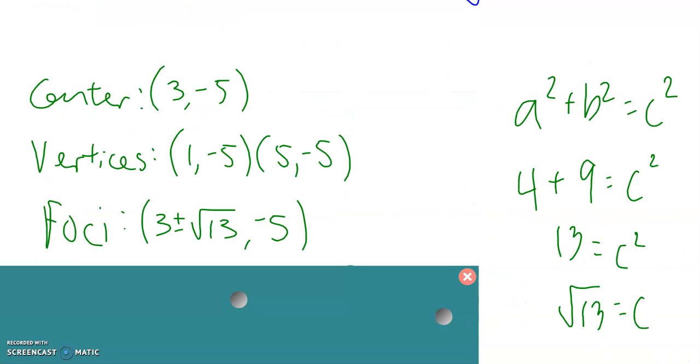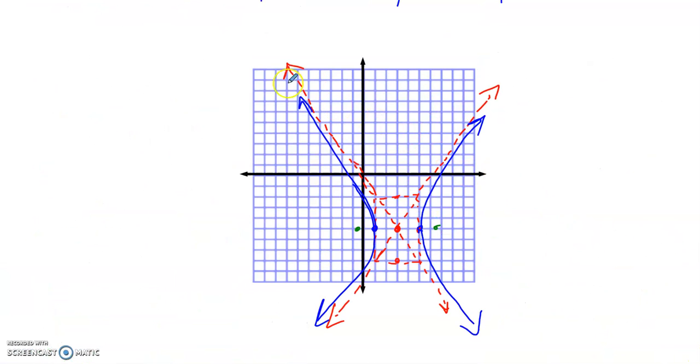asymptotes. So the asymptotes, again, are going to be lines. I'm going to use point slope form. They go through the center, and they have a slope of, and this is where I like to use my graph rather than memorizing whether it's A over B or B over A. I just look at my graph and say, okay, that's a rise of 3 and a run of 2, so that's going to be 3 over 2.